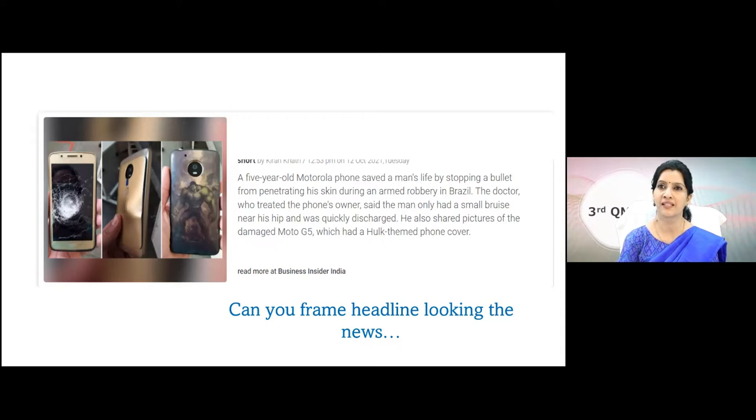Okay, anything? Hulk framed Motorola saved man from bullet. Man gets lucky during an armed robbery in Brazil. Okay, something different. Motorola the rescuer. Motorola became hero and saved life. So a lot of interesting headlines. Mobile phone may be bulletproof. Okay, good one. So yes, all the titles are very good.